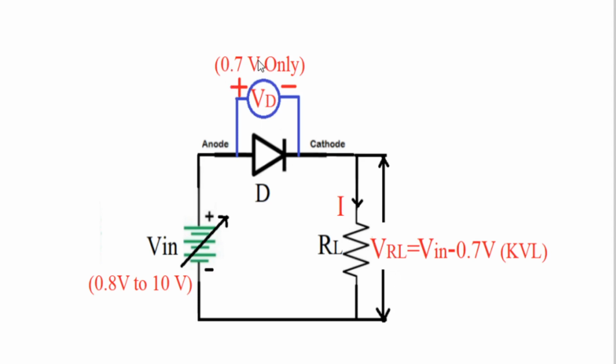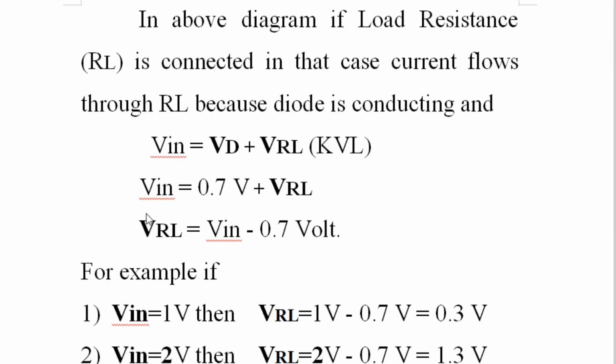The voltage across the diode is 0.7 volt. So the voltage across this component and across this component, not a drop, sorry. So in this way, we know Vd is equal to 0.7 volt. Write VRL only, and rearrange this equation now. If you rearrange this equation, what will you get? VRL equal to V in minus 0.7 volt.